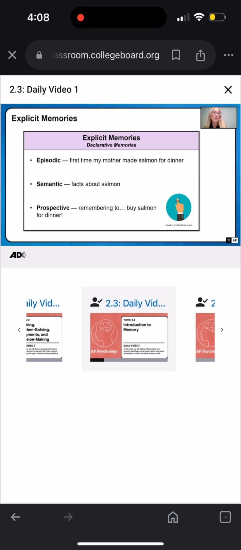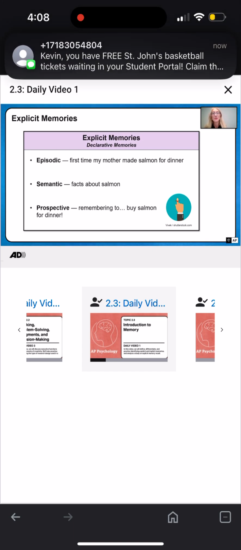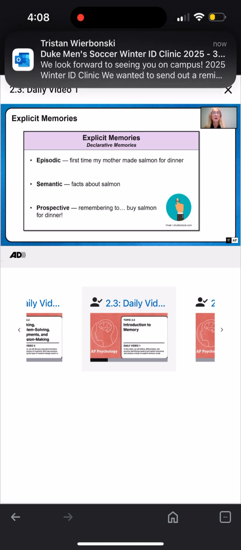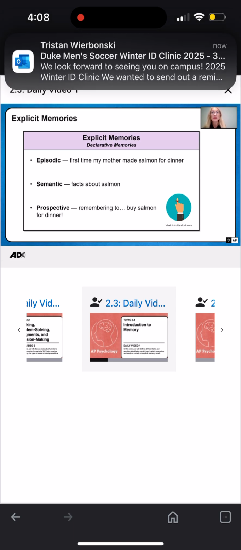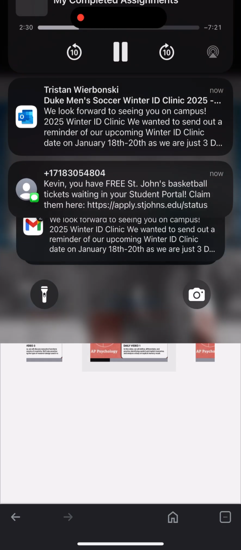I'm going to use an example here, and the example I'm going to start with for an explicit memory is the first time my mother made salmon for dinner. I recall this memory very well. We were in Eugene, Oregon, and she put this pink fish on a plate, and I can tell you all about that day. But I also have semantic memories about salmon. I know a lot about salmon, that they swim upstream to spawn, for example. And then there are prospective memories. I've been talking to you about salmon, and actually now I'm kind of hungry for it. So I have to go remember to buy salmon for dinner tonight.